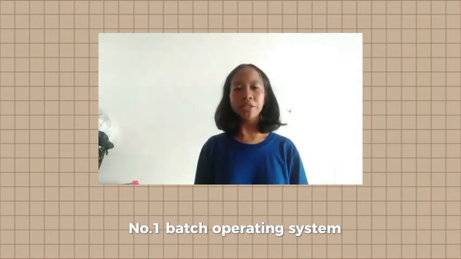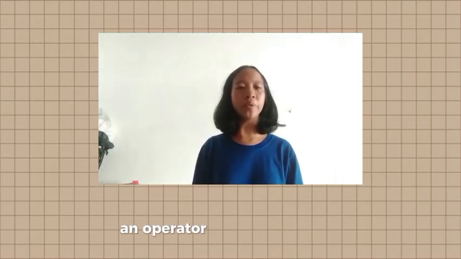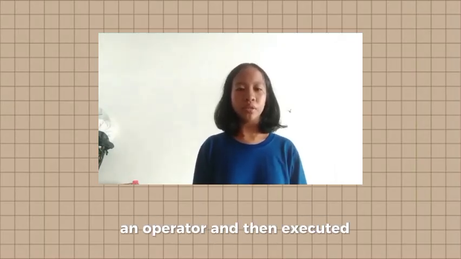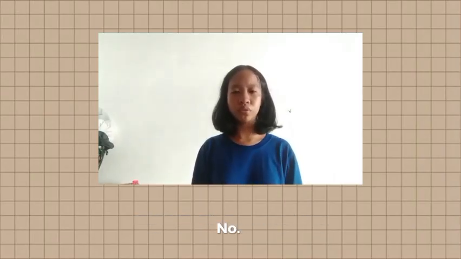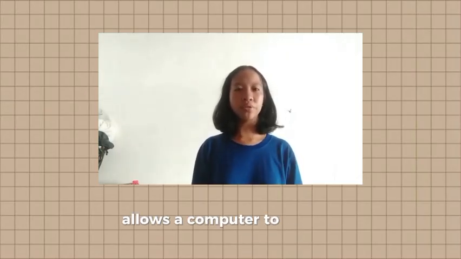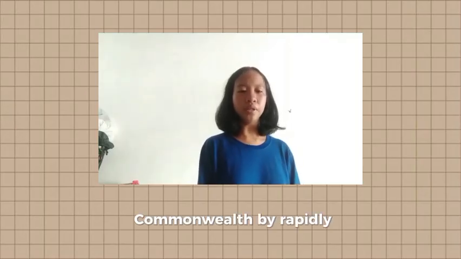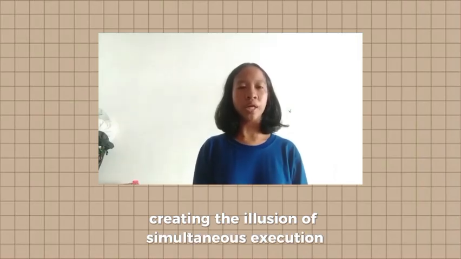Number 1. Batch operating system. An older type of operating system where jobs, programs with data, are grouped into batches by an operator and then executed sequentially without user interaction between them. Number 2. Multitasking time-sharing operating system allows a computer to perform multiple tasks or processes concurrently by rapidly switching between them, creating the illusion of simultaneous execution.